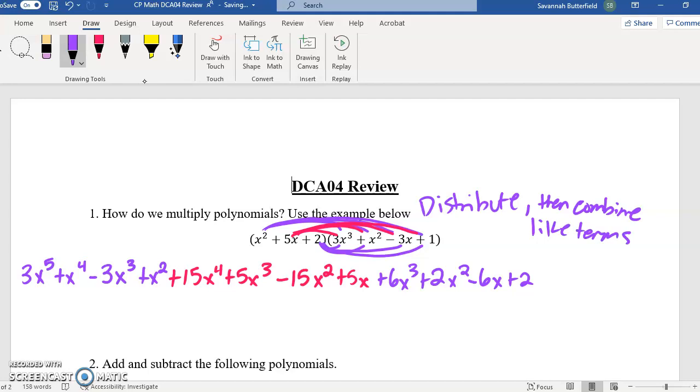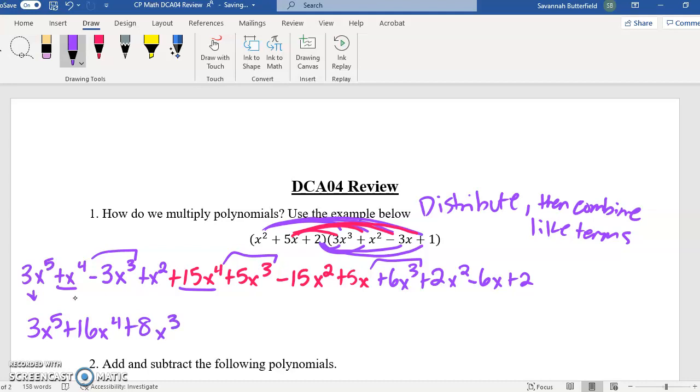Okay. So starting with my largest exponent, 3x to the 5th, I have nothing to combine it with, so it just drops down. So we're going to have 3x to the 5th. Then I'm going to combine my x to the 4th and 15x to the 4th. X to the 4th plus 15x to the 4th is 16x to the 4th. And then our x cubed, so negative 3x cubed, 5x cubed, 6x cubed. Combine all three of those. Negative 3 plus 5 is 2, plus 6 is going to be 8x cubed.